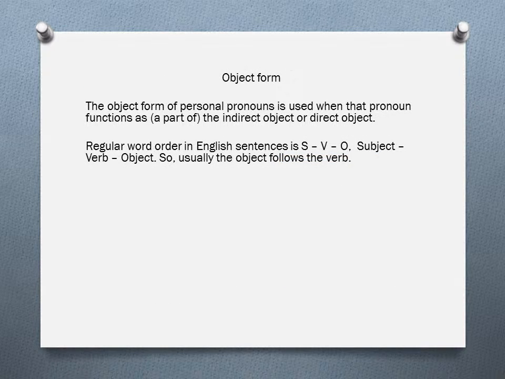The second form of personal pronouns is the object form. We use the object form when the function of the personal pronoun in the sentence is the direct object or indirect object, or if the personal pronoun is part of the indirect or direct object. Where regular word order in English sentences is subject, verb, object, we usually find the object after the verb.